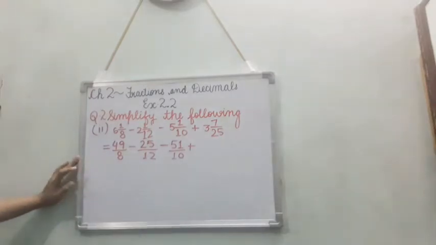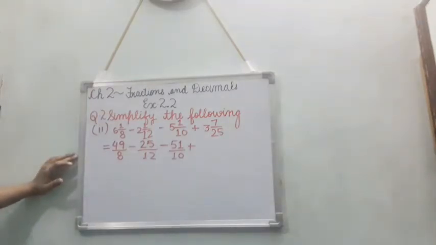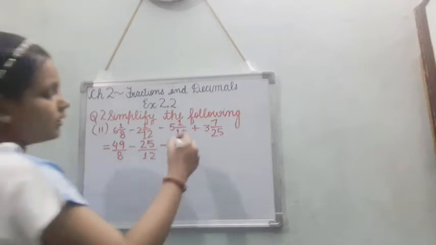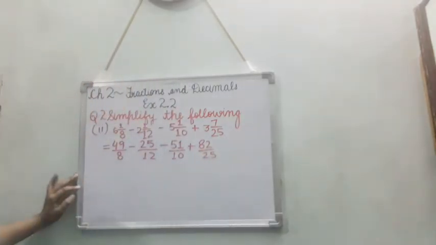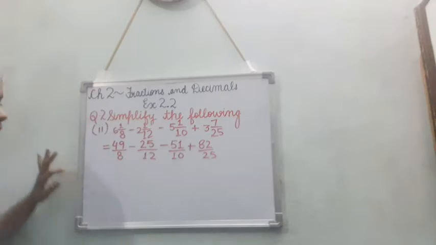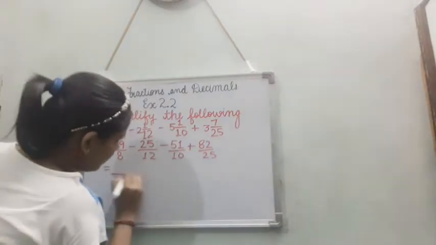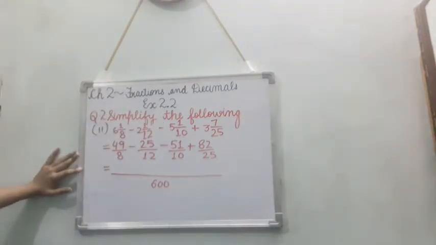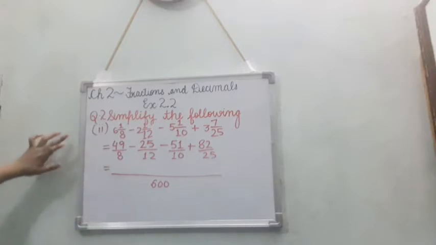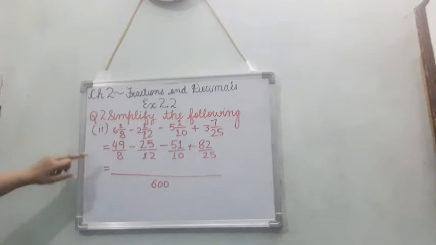Plus, after that our answer is 82/25. This question must be long. Now the LCM for all these is 600. You can calculate it by yourself, as you all know how to calculate it. So 600 divided by 8 is 75 and 75 into 49 is 3675.